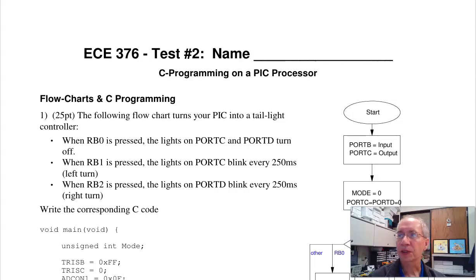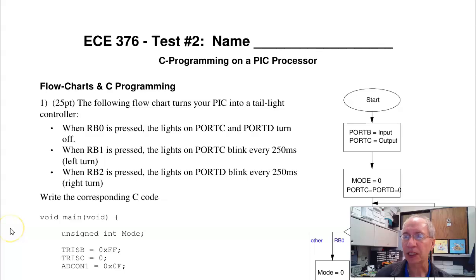Here are solutions to test number 2 for ECE 376 embedded systems. This test looks at C programming on a PIC processor, as well as some statistics. The first problem is, here's a program that turns your PIC into a taillight controller.